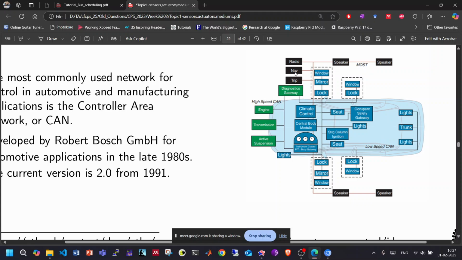Now there are other protocols, as I was saying. MOST is another protocol that takes care of the media centric communications. What do I mean by media centric communications? Maybe the car is using a radio signal, maybe you are listening to a speaker while you are riding, maybe some navigation signals are also there. So when you are connecting to the internet or consuming multimedia, that is handled by this MOST communication protocol. I forgot the full term for MOST. I guess it's multimedia related something.